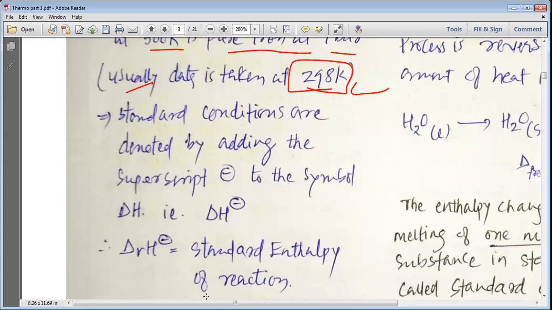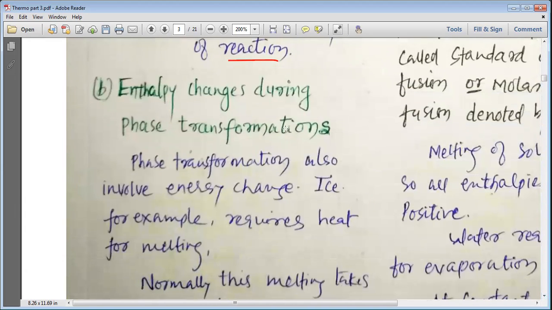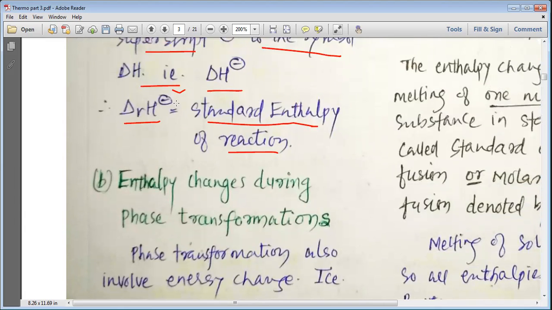Standard conditions are denoted by adding the superscript, bar and circle, to the symbol. So now if we want to write the standard enthalpy of the reaction, we will write delta H with a bar. So delta rH bar, that is the standard enthalpy of the reactions. So this is how the standard enthalpy of the reactions is denoted, by putting a bar on it as a superscript.